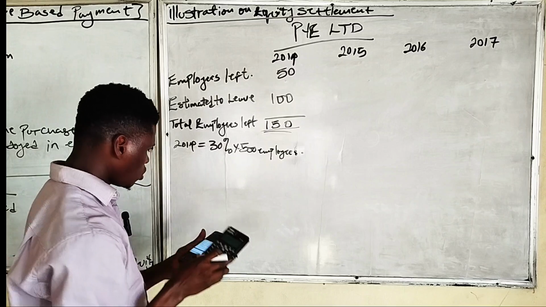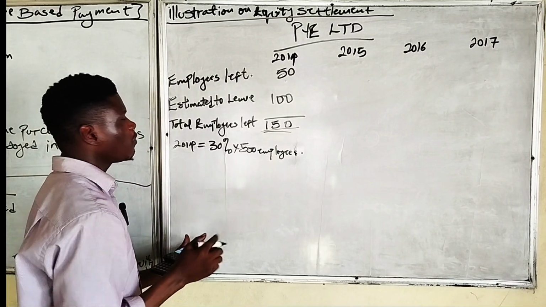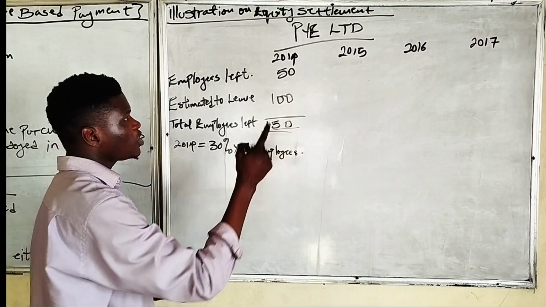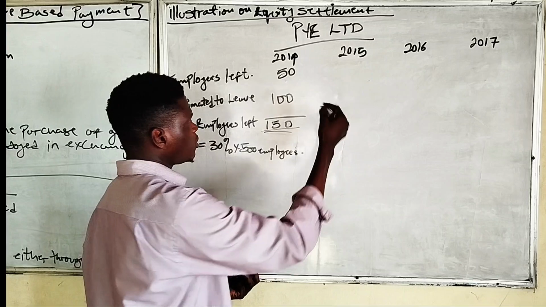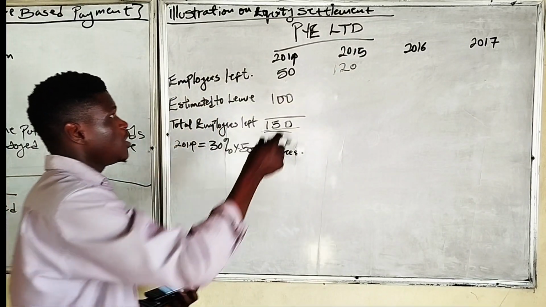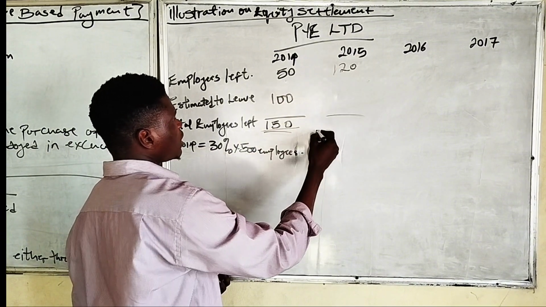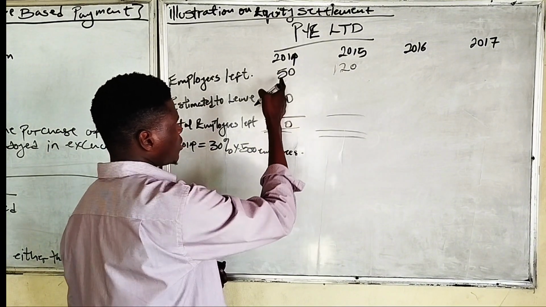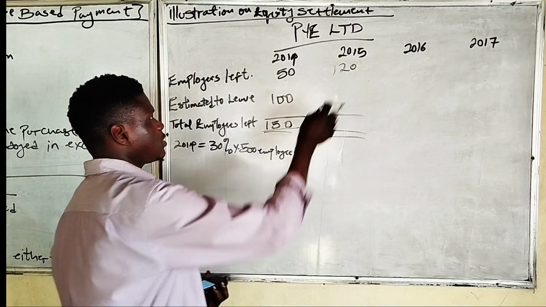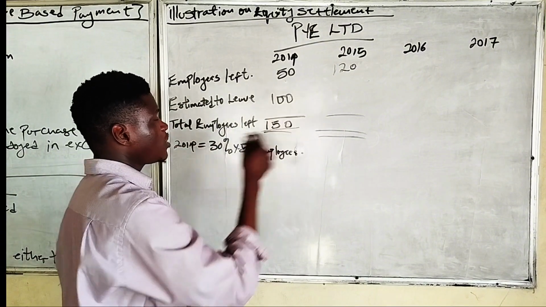Continuing with the question, it says during 2015, a further 70 employees left. So 50 have left before, another 70 left, making a cumulative of 50 plus 70, which is 120. So 120 employees will have left in total in 2015. They told us that 50 have already left, and now a further 70 will leave, adding to the previous one. So that's a total of 120 employees which have left by 2015.